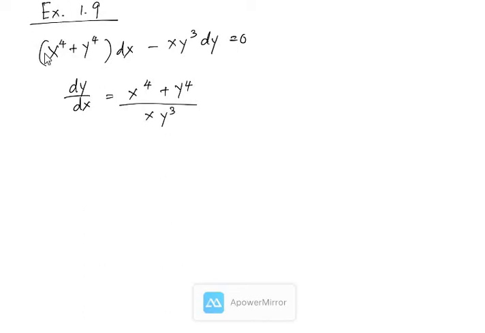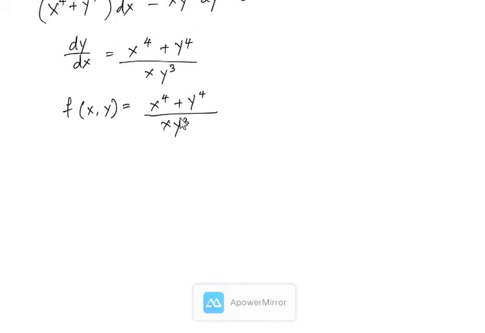We bring the x power 4 plus y power 4 to the right hand side. So we obtain dy over dx is equal to x power 4 plus y power 4 divided by x y power 3. And then we assume f of xy equal to x power 4 plus y power 4 divided by x y power 3. And then we substitute x with lambda x and y with lambda y.